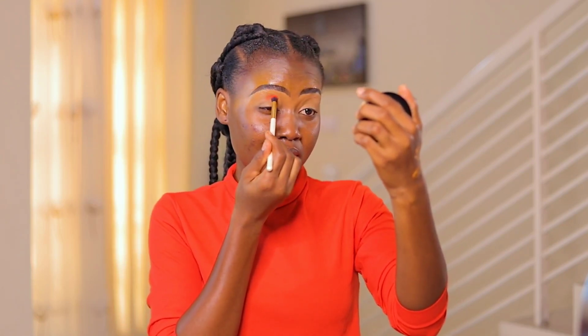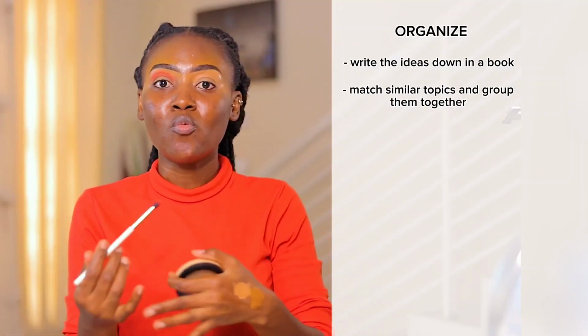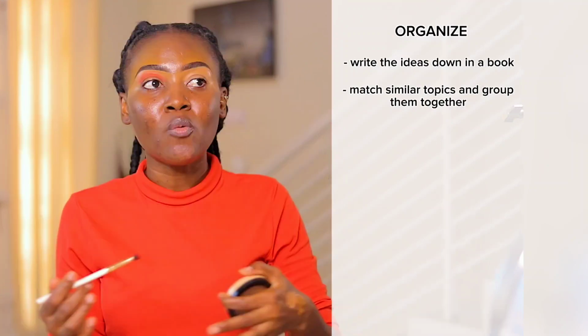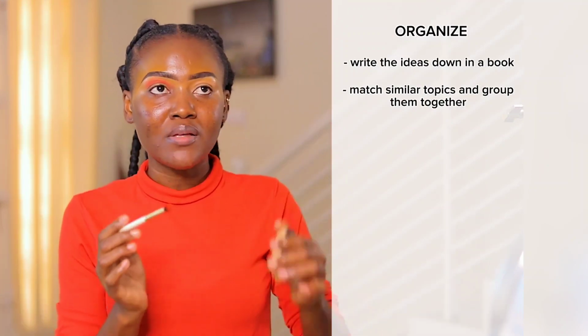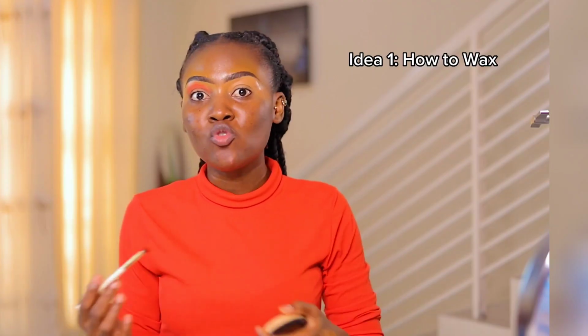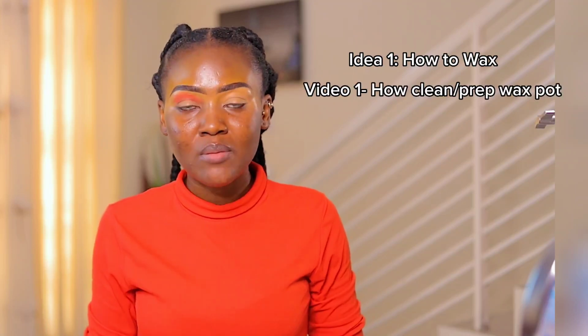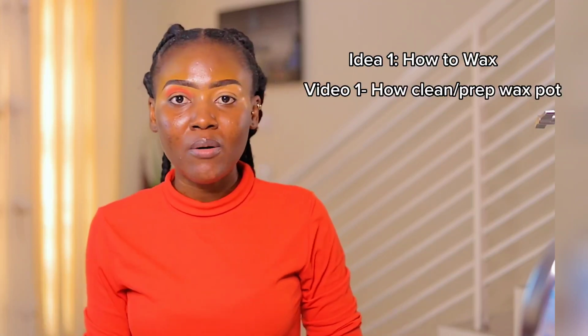So once I dump all my ideas in the book and I'm ready to film, I just try to match the ones that are related to each other, the ones that I'll be able to film everything seamlessly all at once. So for example, if I threw in an idea of how to do my waxing, I would have to prep my waxing pot before I use it. I would have to clean my waxing pot before I use it.